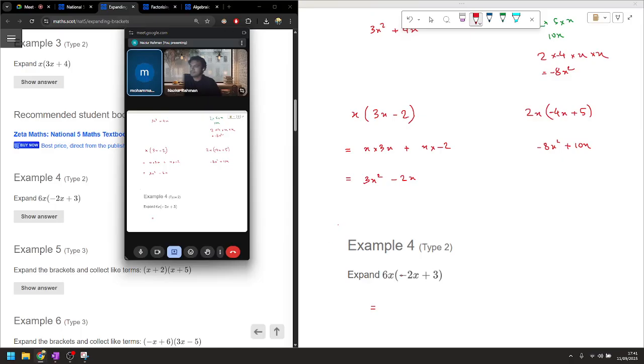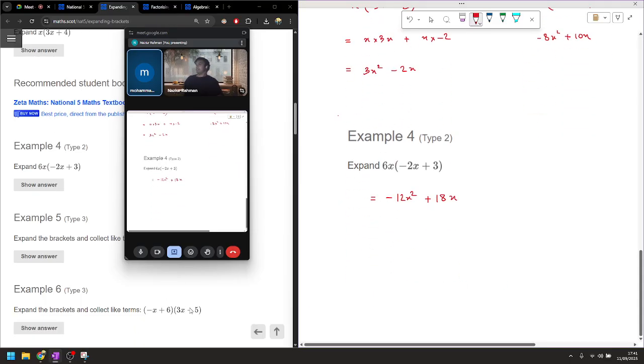6x times minus 2x. Yep. So minus 12x squared. Good. 6x times 3, plus 18x. Yep. So plus 18x. Well done. That's it.